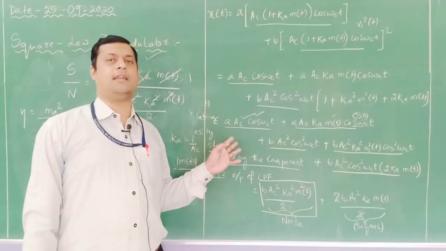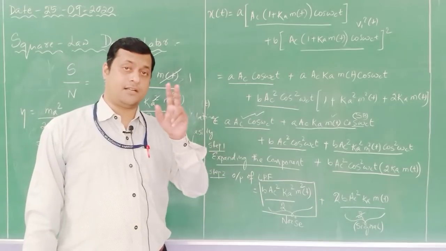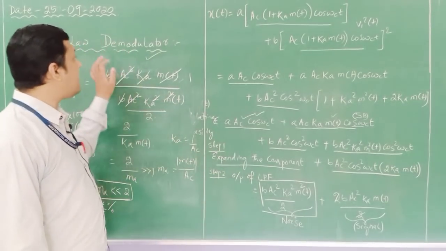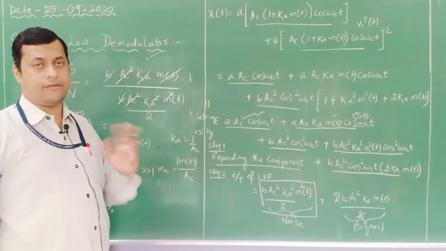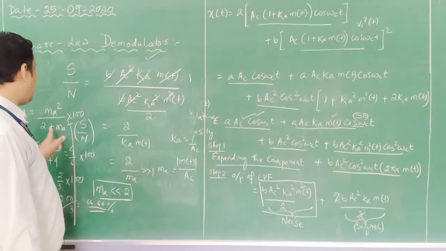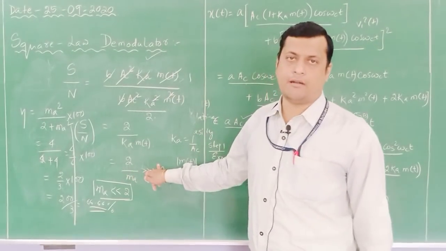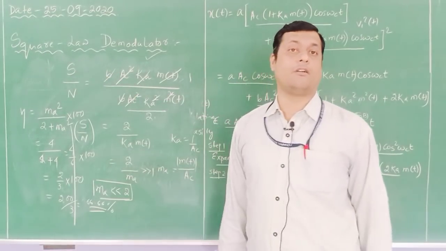For theoretical calculation, it is done. But for practical use, synchronization of that modulating frequency is very difficult. So the square law demodulator performance is not so good. How can we decide? With the help of this efficiency, with the help of this modulation index. How have we derived this modulation index? We have derived it with respect to signal to noise ratio.